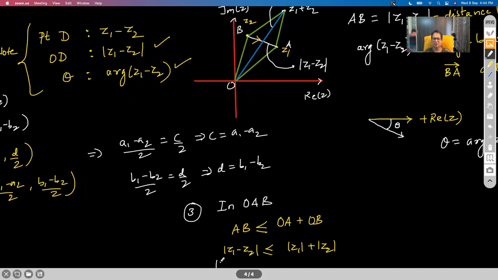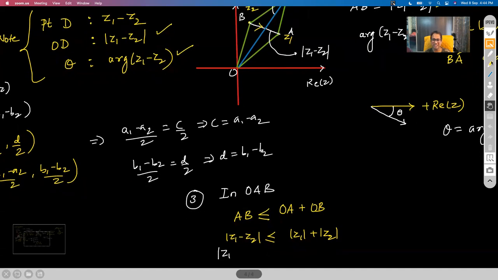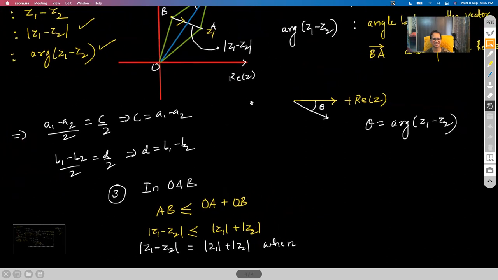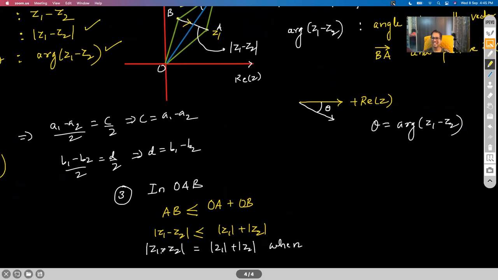And as usual, now I'm going to ask you, when do you think the equality will hold true? When do you think this will be equal to this? Filling the blanks: when mod Z1 minus Z2 will be equal to mod Z1 plus mod Z2. Think now, you should be able to answer it. Read it like this: when is the distance between Z1 and Z2 equal to the sum of the distances of Z1 and Z2 from the origin?